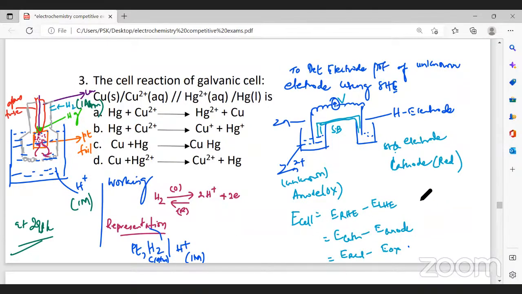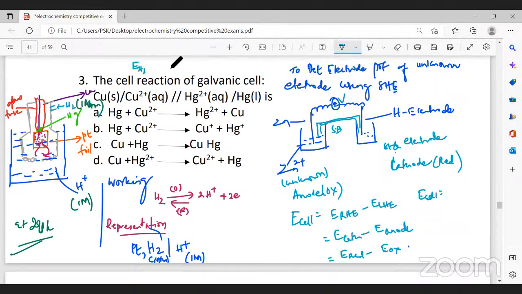Now what's the EMF of the cell? E cell will be equal to E_RHE. What's the electrode potential of hydrogen? The electrode potential of hydrogen is assumed to be 0 volts. You should remember the electrode potential of the standard hydrogen electrode; they'll ask you. So it is assumed to be 0. It is 0 minus whatever you measure here, which is nothing but the electrode potential of the anode. The anode is the zinc electrode.